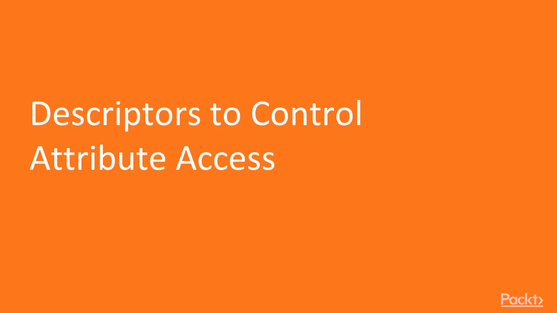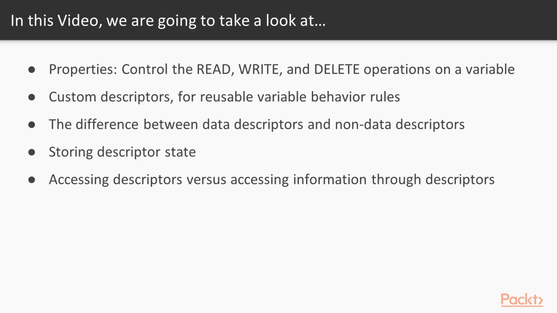Now, we will look at the video, Descriptors to Control Attribute Access. In this video, we're going to start off looking at the simplest and most widely used mechanism for creating a descriptor, the property decorator. We'll see how to use it to control what happens when an instance variable is accessed for reading, writing, or deleting. After that, we'll look at the underlying mechanism that the property decorator uses, and we'll see how to use it to create reusable descriptor types that can be used in more than one place at once. Once we've got the big picture, we're going to look at a few important details before we wrap up.